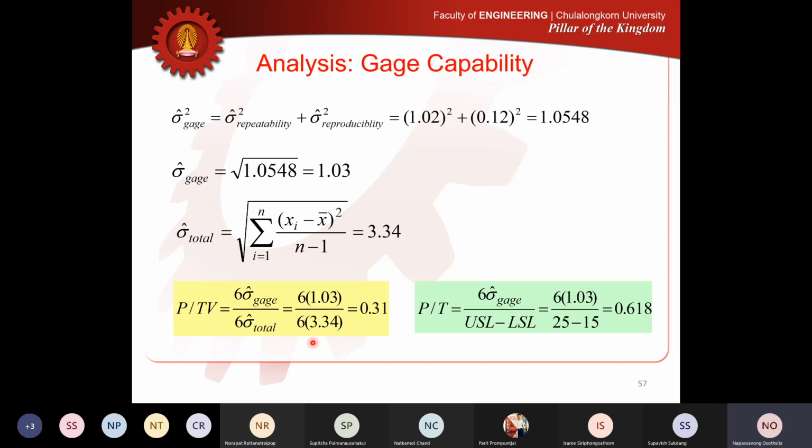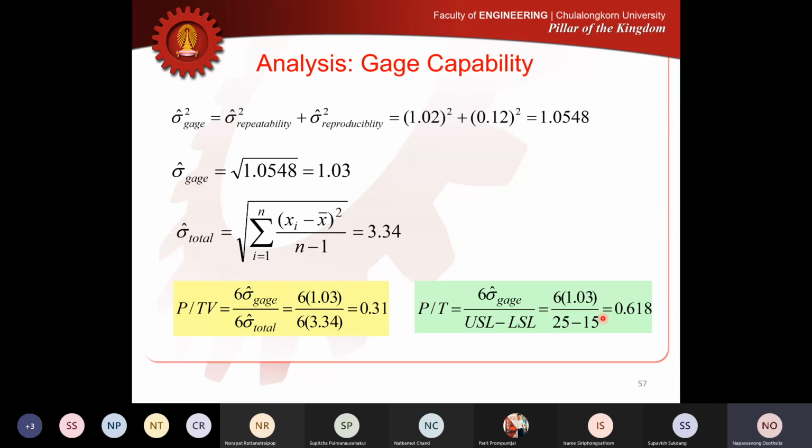And now we are ready to calculate the P to TV ratio, which is this formula. The 6 and 6 will be crossed out, and then we will have this ratio as sigma gauge, 1.03, divided by sigma total, and this is 0.31 or 31%. If you use the criteria of 30%, it's not acceptable. So we can conclude that we do not accept the precision of this measurement system, because the P to TV of 31% is greater than the acceptable criteria of 30%.